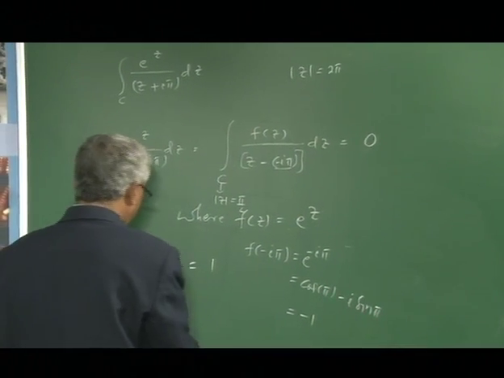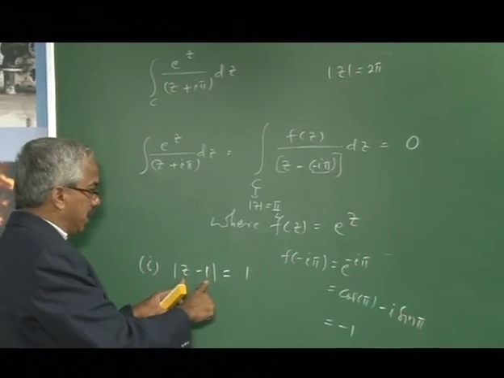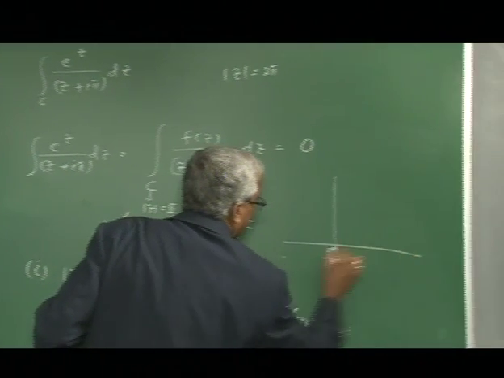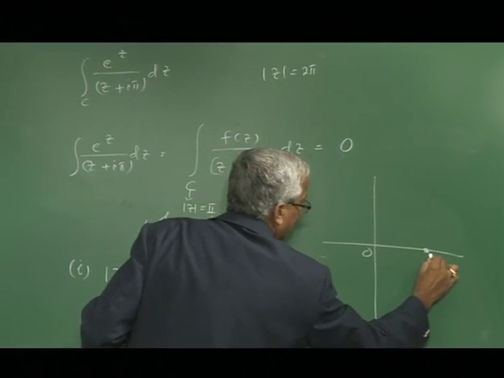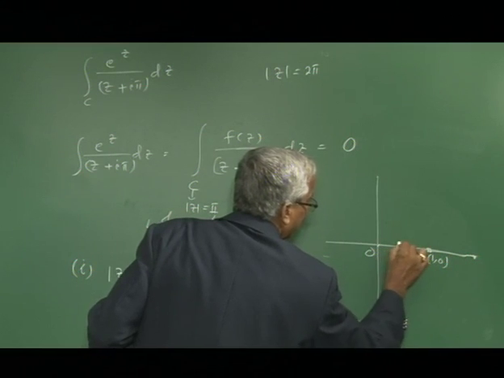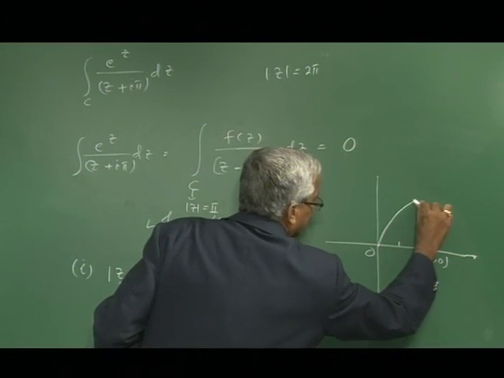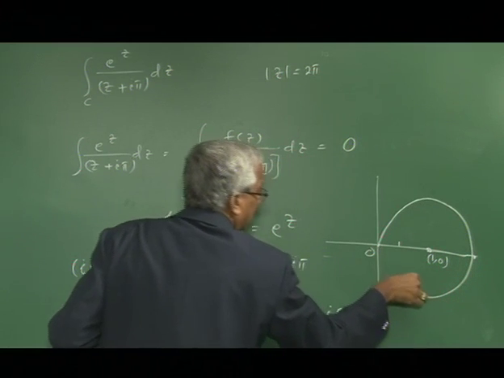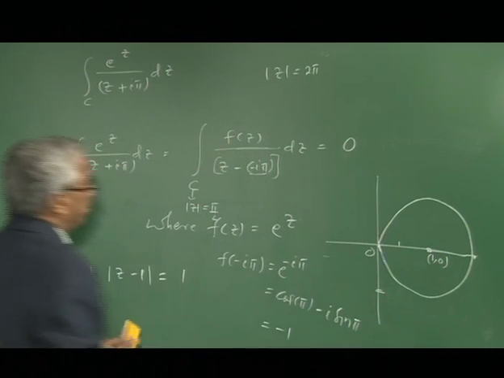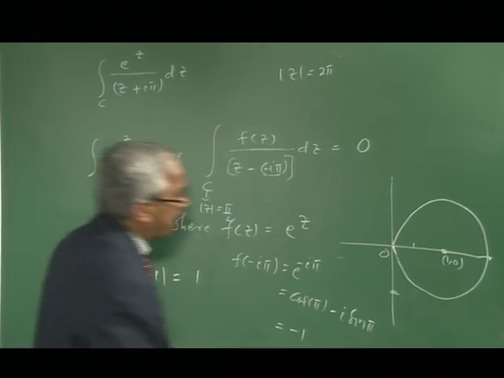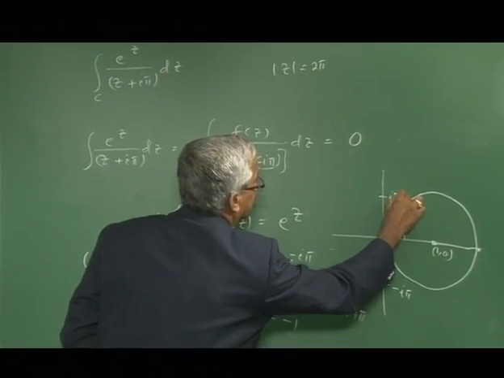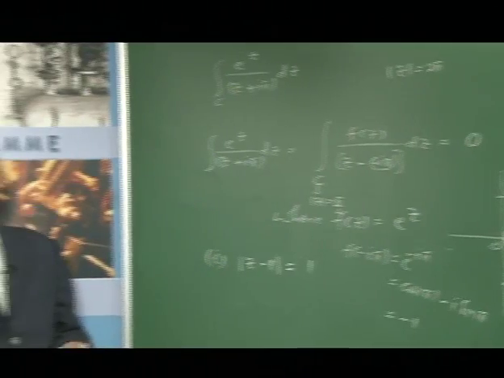It's a circle with center at the complex point 1, that is, the point (1, 0), and radius 1. Therefore, this circle is this one. You have observed that the point minus i pi lies here, and the point plus i pi also lies here.